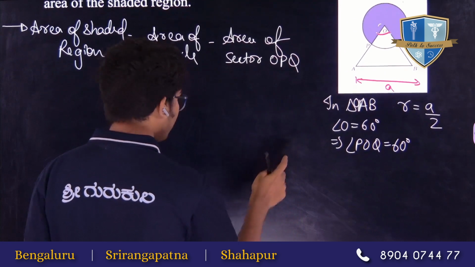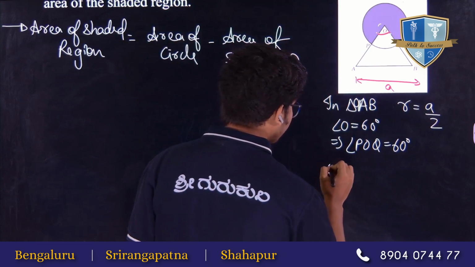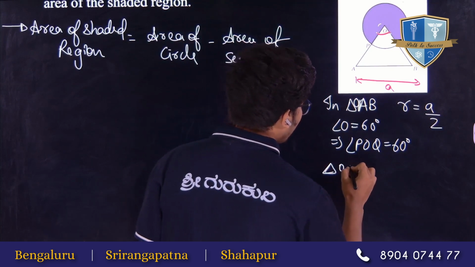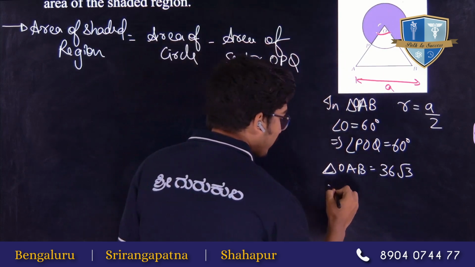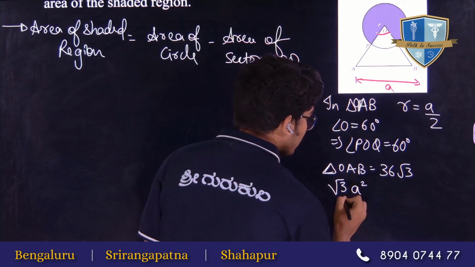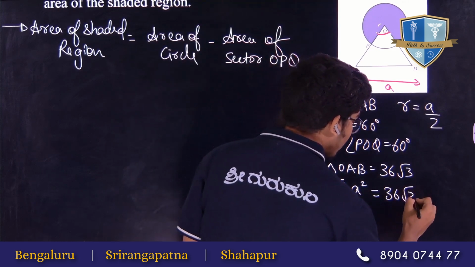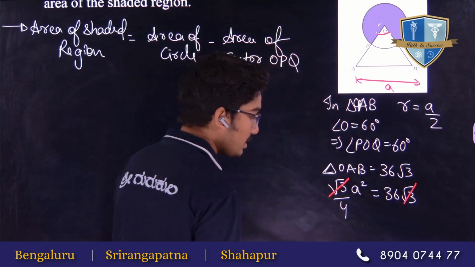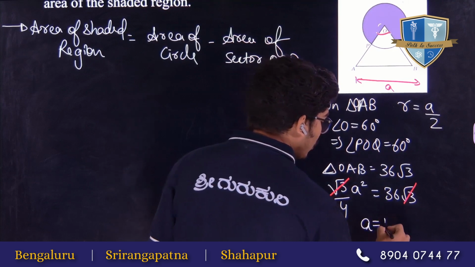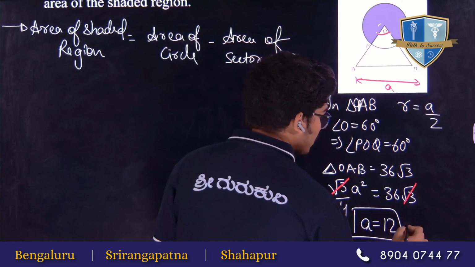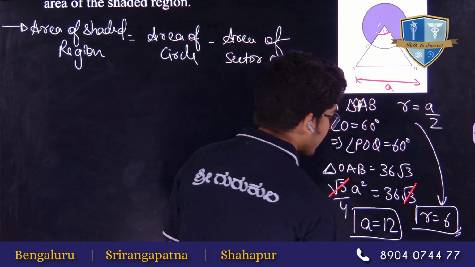Now see this, the area of triangle OAB is given as 36√3, and the area of an equilateral triangle formula is √3 A square by 4. Correct? And this is equal to 36√3. So √3 will cancel out √3. A square will be equal to 36 into 4. From here A will be equal to 6 into 2, that is 12. So if A is equal to 12, means R is equal to 6.